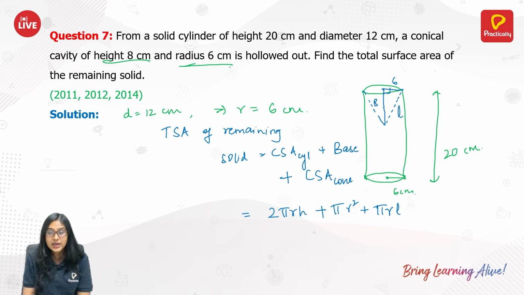This is a right angle triangle. This is 6. This is 8. If you know the Pythagorean triplet, you will obviously take L to be 10. Correct? Know the Pythagorean triplet. So it is 10 centimeters. Just substitute. I am not solving it for you totally.